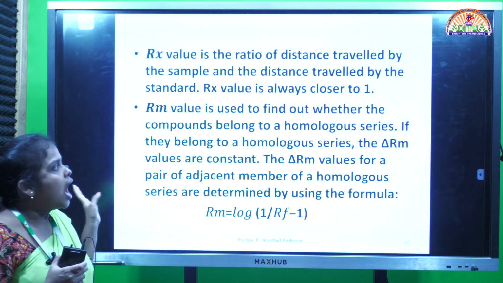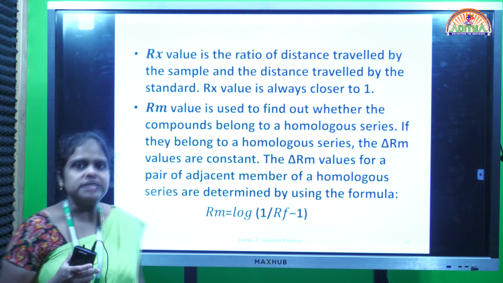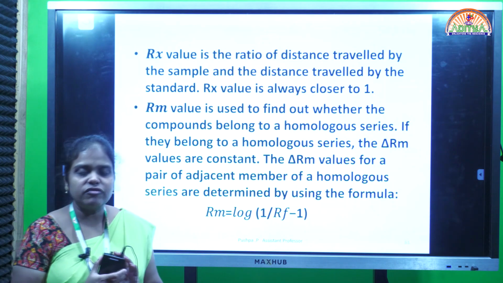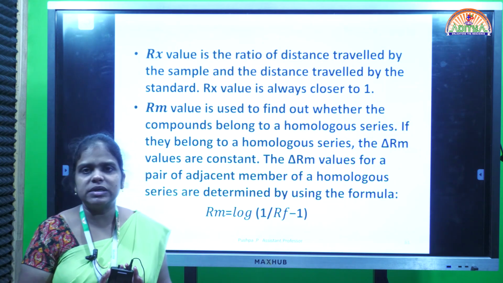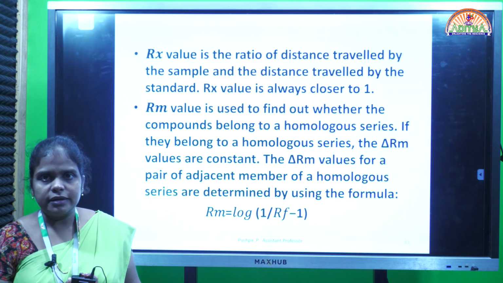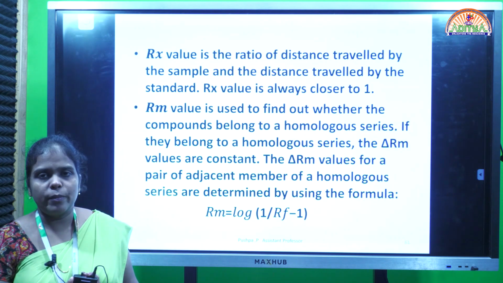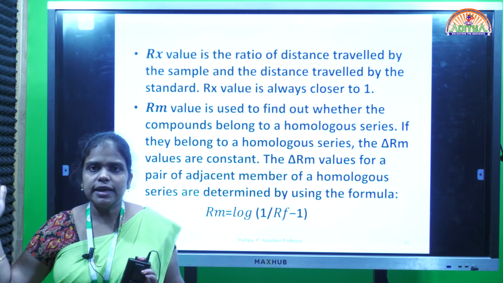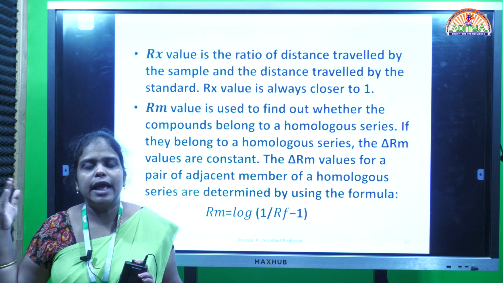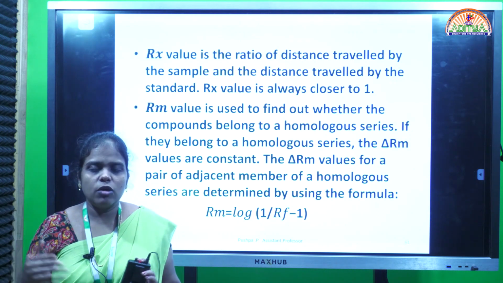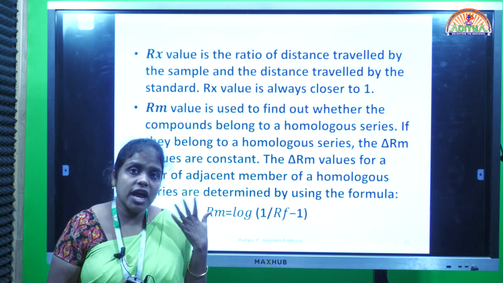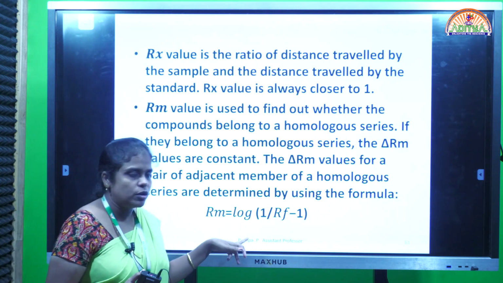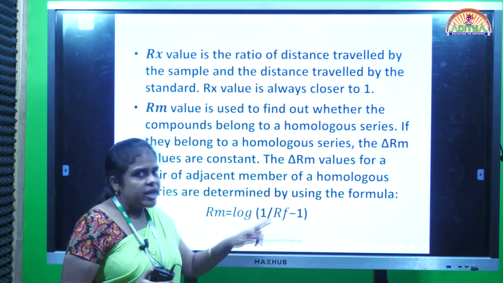And the final one is the Rm value. We use the Rm value for homologous series. Homologous series means compounds having the same carbon skeleton, like isopentane, isohexane, and so on. All of these have a CH skeleton only, but with increasing numbers of carbon and hydrogen. Those are called homologous series. For those we use the Rm value. The formula is Rm equals log of (1 by Rf minus 1).